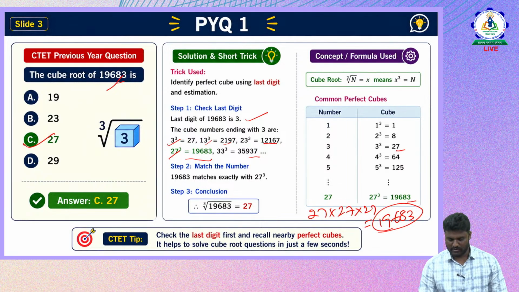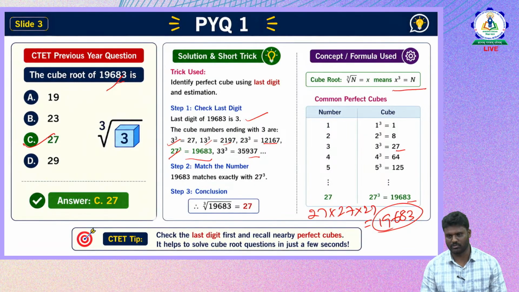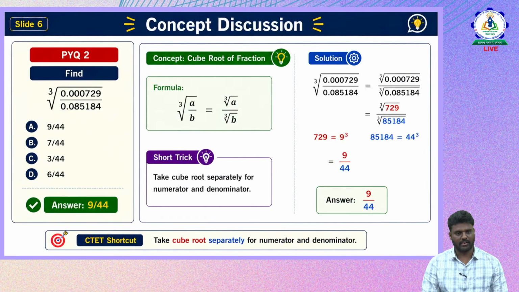Now the concept involved in this: whenever they ask you to find the cube root, the cube root of n is equal to x, that means we need to identify x such that x to the power of 3 is equal to n. So now the second question.